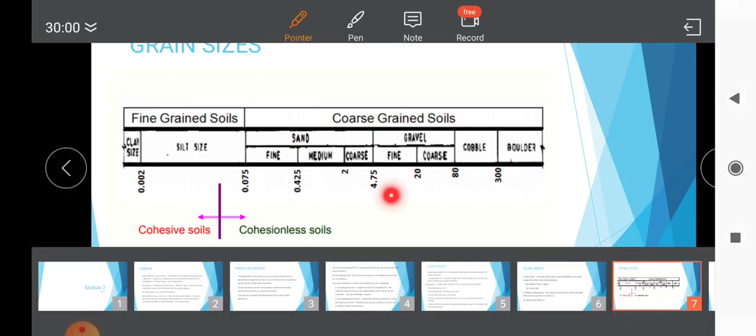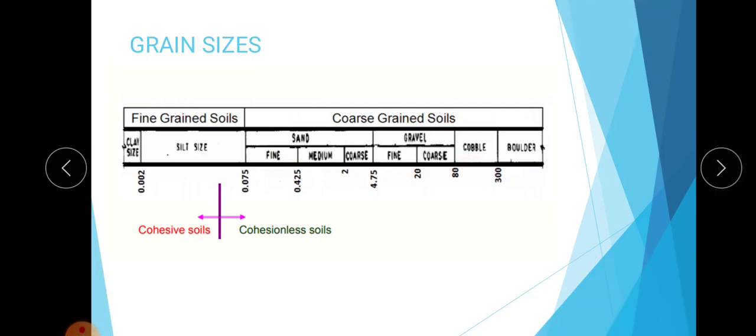And size greater than 4.75 mm is gravel, and gravel is again classified as fine gravel and coarse gravel. Fine gravel means size between 4.75 mm and 20 mm, and coarse gravel means between 20 mm and 80 mm. Between 80 mm and 300 mm it is known as cobble, and greater than 300 mm it is boulder. So this is the classification of coarse grained particles.